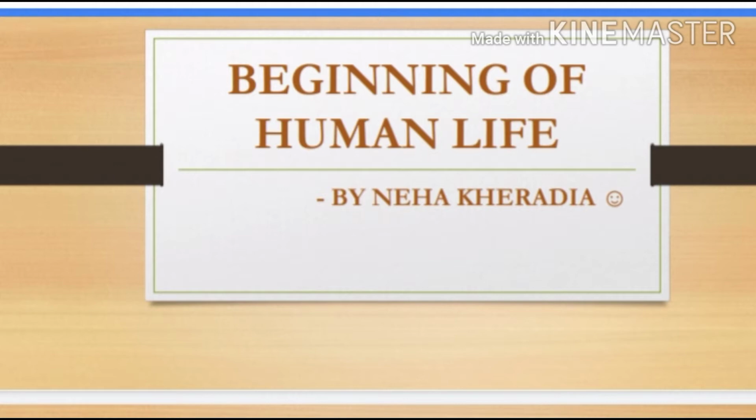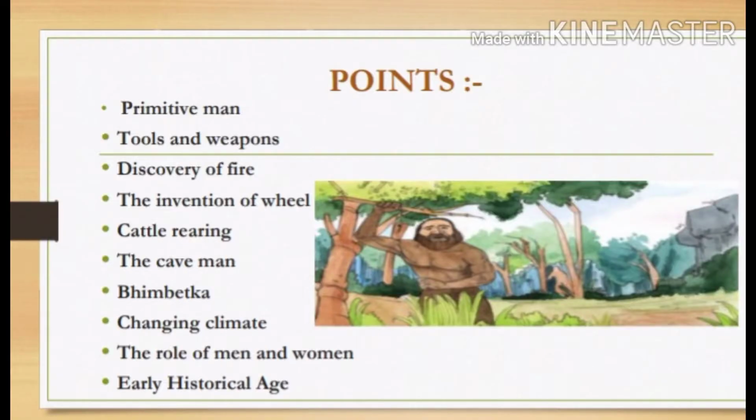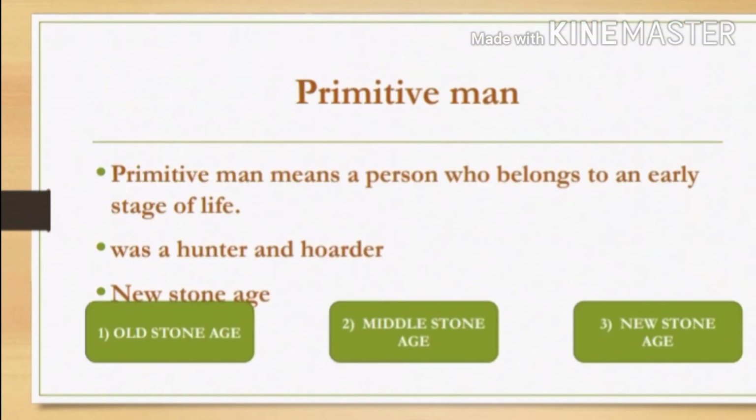It's just a quick recall. Class 6, GSEB textbook, Social Studies, Semester 1. So in this lesson, we are going to include some topics like primitive man, Old Stone Age, Middle Stone Age, New Stone Age, tools and weapons he was using at that time, discovery of fire, the invention of the wheel, cattle rearing, the caveman, Bhimbetka, changing climate, role of man and women, and last one, early historical age. So all of you are ready? Now, primitive man.